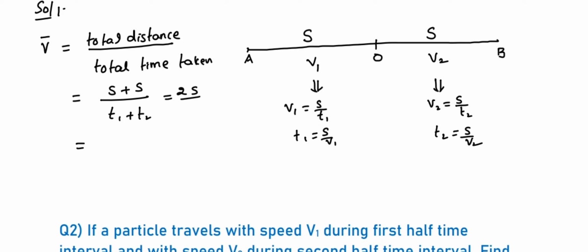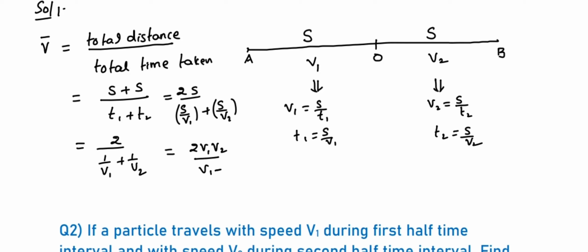V average is equal to 2S divided by T1, which is S by V1, plus T2, which is S by V2. S is common, so S will get cancelled. We will get 2 by (1 by V1 plus 1 by V2). If we simplify this, we will get 2 times V1 V2 by V1 plus V2.